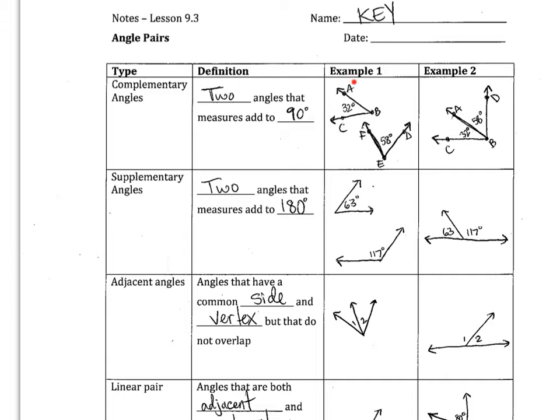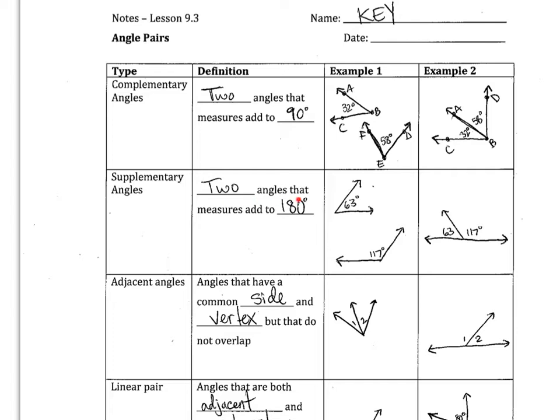So if we have two angles, say this one's 32 and this one's 58, if you add those together, it's going to be 90 degrees. So two angles next to each other. These two angles are next to each other, and as you can see, they form a right angle of 90 degrees.